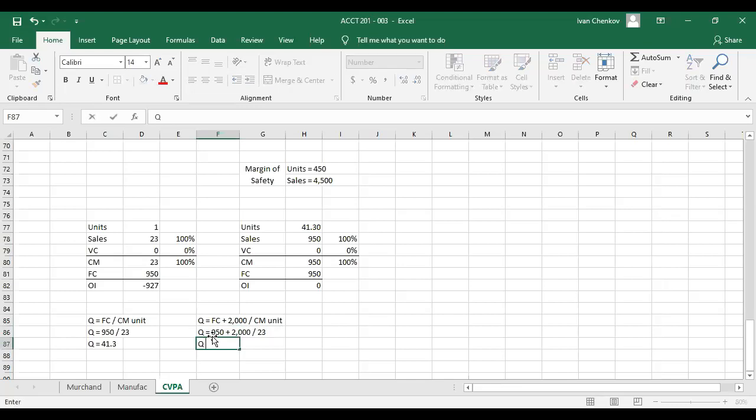What's the number that you're getting? 128.3. So if you work 128.3 hours, you're going to get $2,000.